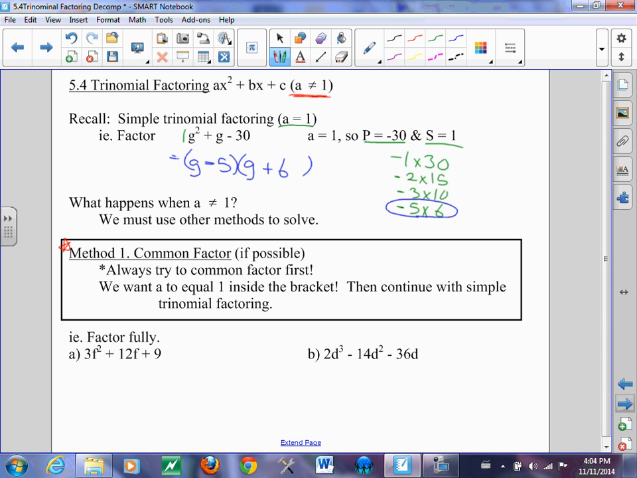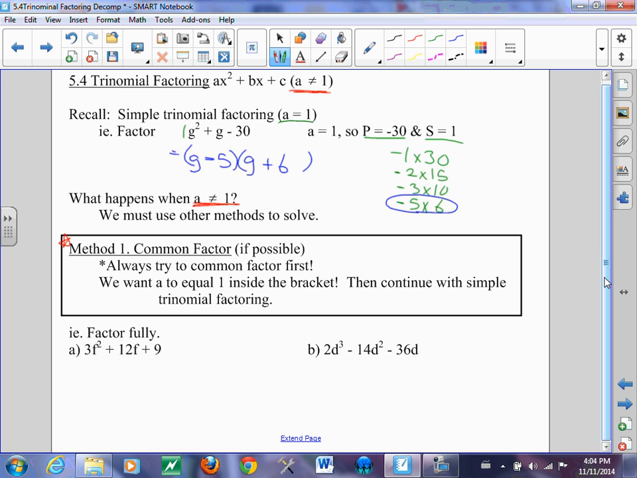All right. Question now, folks, and this is why we're focusing on today. What happens when a does not equal 1? We must use another method to solve. Try the first method, which is called common factoring first, because you may end up with a simple trinomial factor left over inside the brackets. So here's our method 1. And no matter what type of factoring you're doing, folks, you always want to common factor first. And what we want is we want a, meaning not but a, the value of a, to equal 1 inside the bracket. Once we've done that, then you continue with last day's lesson, which is simple trinomial factoring.